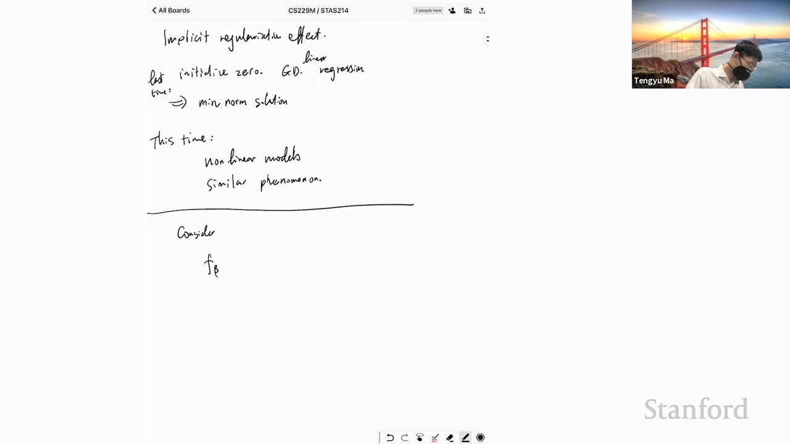Suppose beta is the parameter and x is the input, and the model is f(x) equals the inner product between beta ⊙ beta and x. Here ⊙ is the Hadamard product, meaning the entry-wise product. So basically you entry-wise square the parameter, and then you take the inner product with x. So this is still linear in x, but it's not linear in beta.